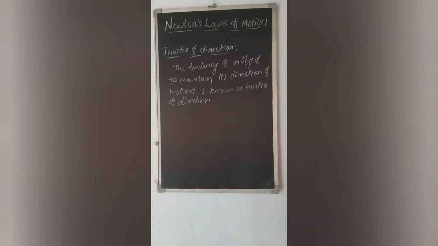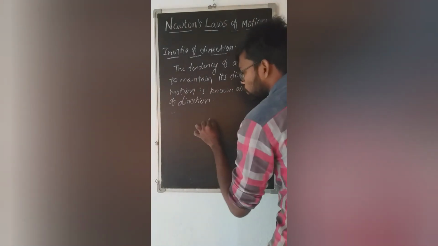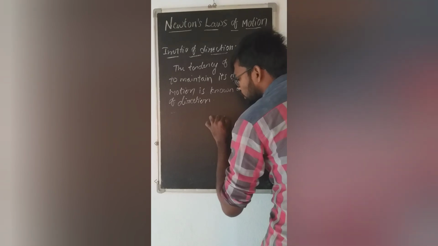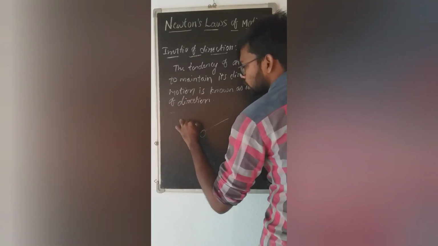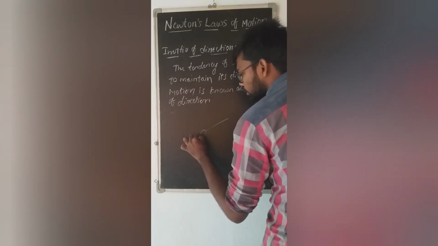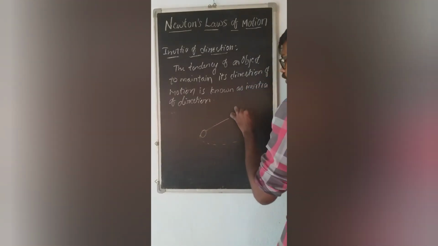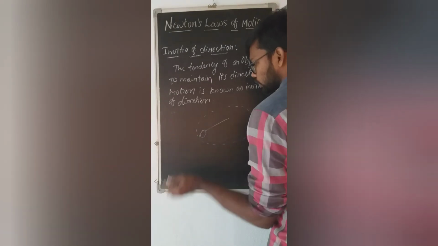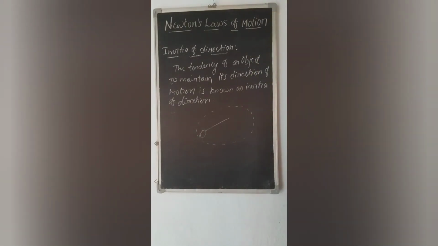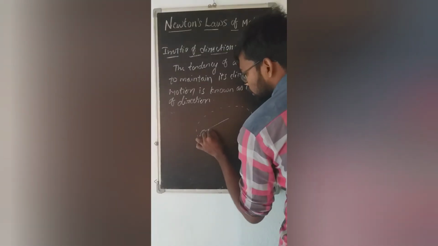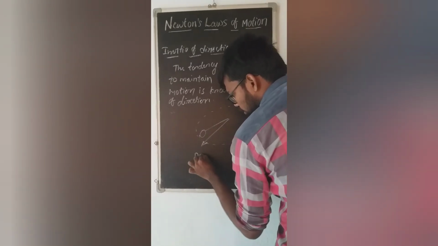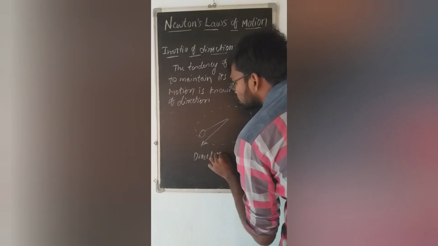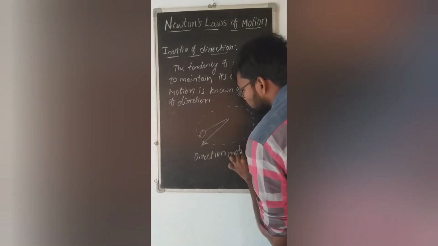For this example we can give, if a stone is tied to a thread. This is the stone. If we are moving the stone in a circular path, the stone will try to move in this direction only. This is the direction of motion.